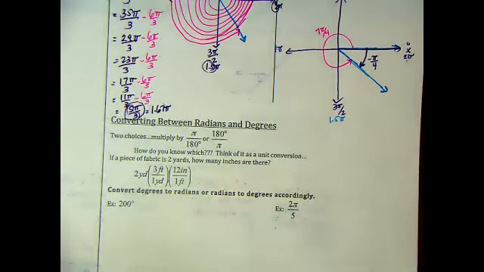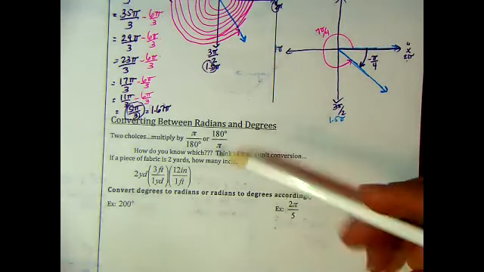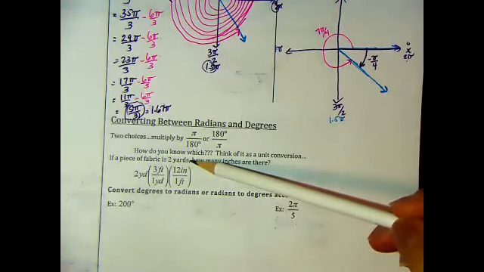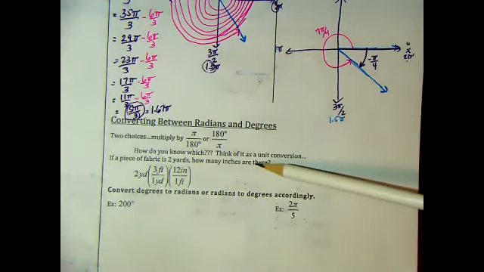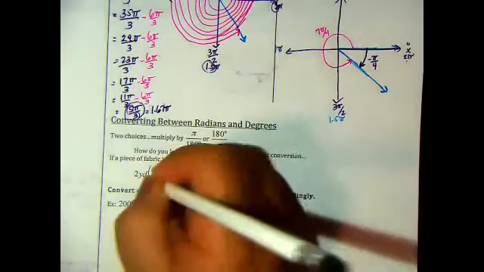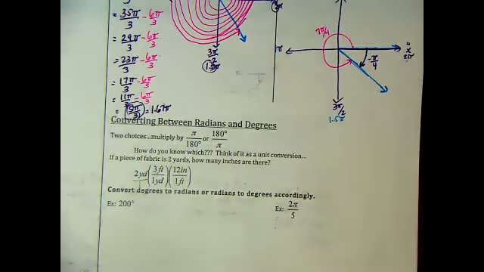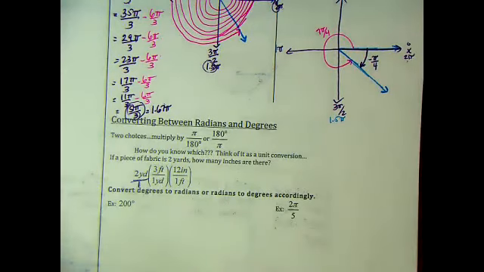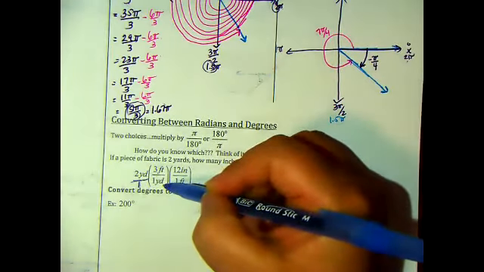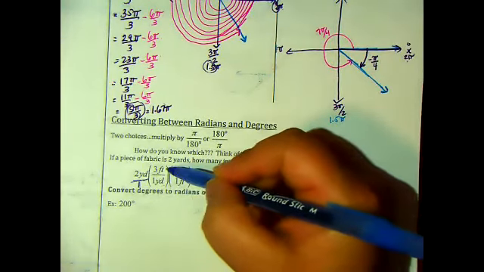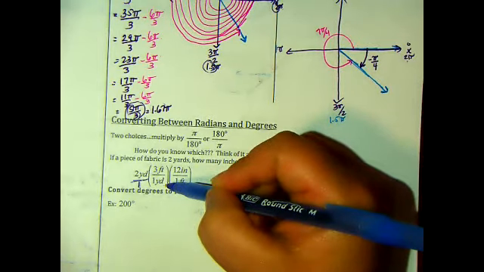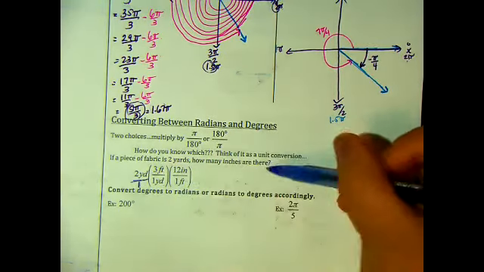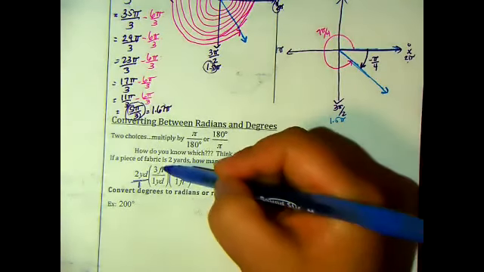Well, you have to think of it like unit conversions. If you have a piece of fabric that is 2 yards and you want to know how many inches it is, we put the 2 yards over 1. If I want to get rid of the yard unit, I have to have yards in the denominator. There are 3 feet to a yard, so we're converting to feet, and then we'll convert the feet into inches.